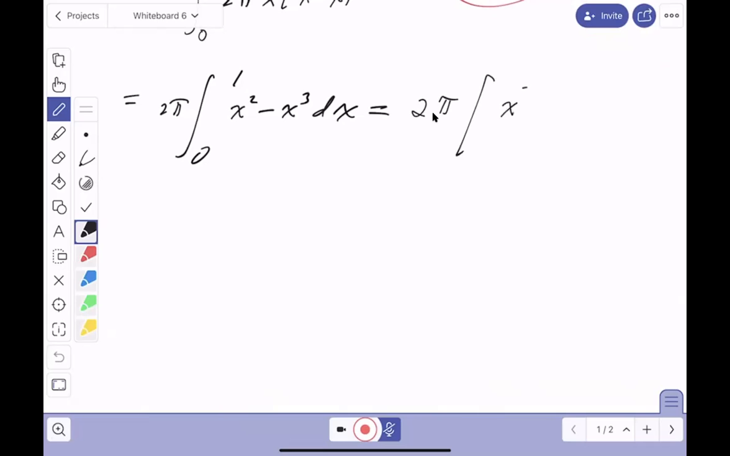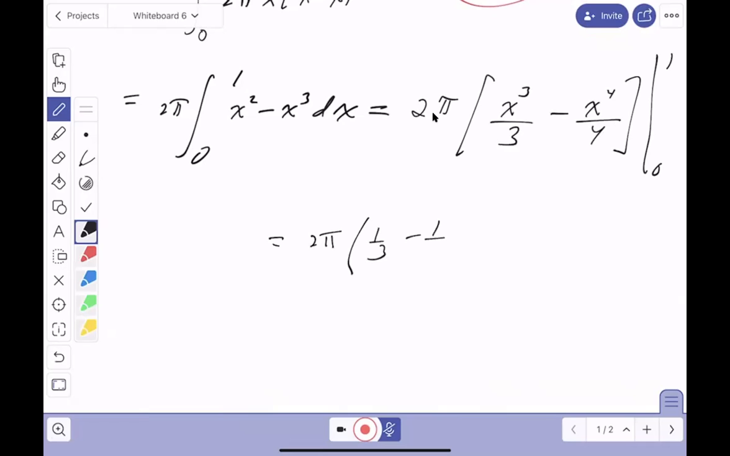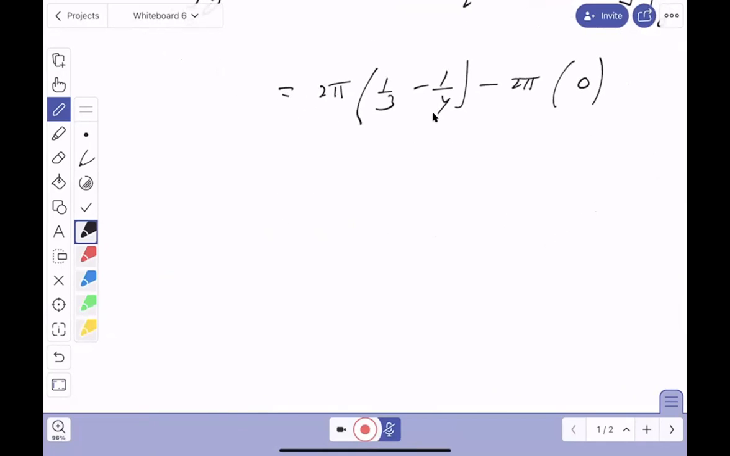That's going to be x cubed over 3 minus x to the fourth over 4. Limits of integration would be 0 to 1. Let's do the evaluation. It's 2 pi times 1/3 minus 1/4, minus 2 pi times the lower limit. What's nice about the lower limit is it evaluates to 0. Let's do our work. What do you get over here? 2 pi. The common denominator is 12, and you get 4 minus 3. That's 2 pi times 1/12, which is pi over 6.